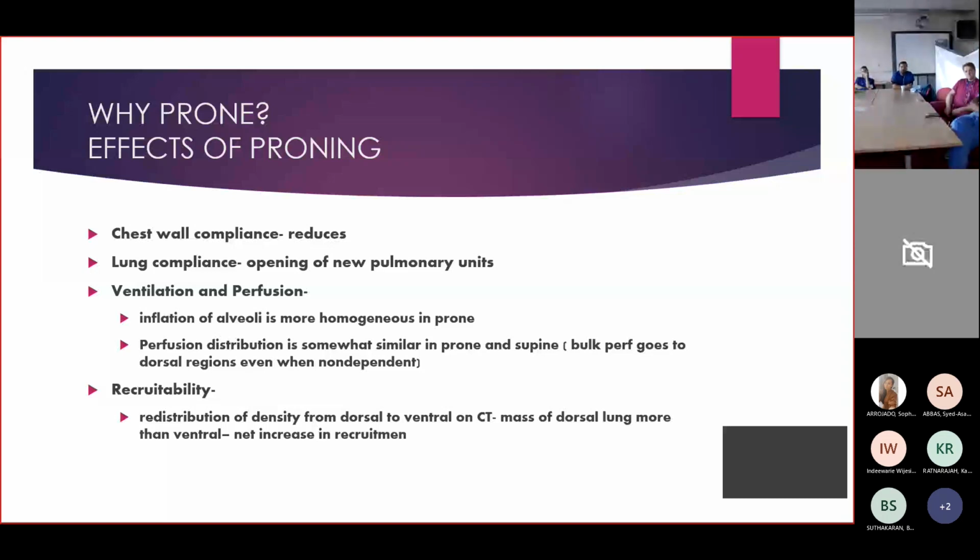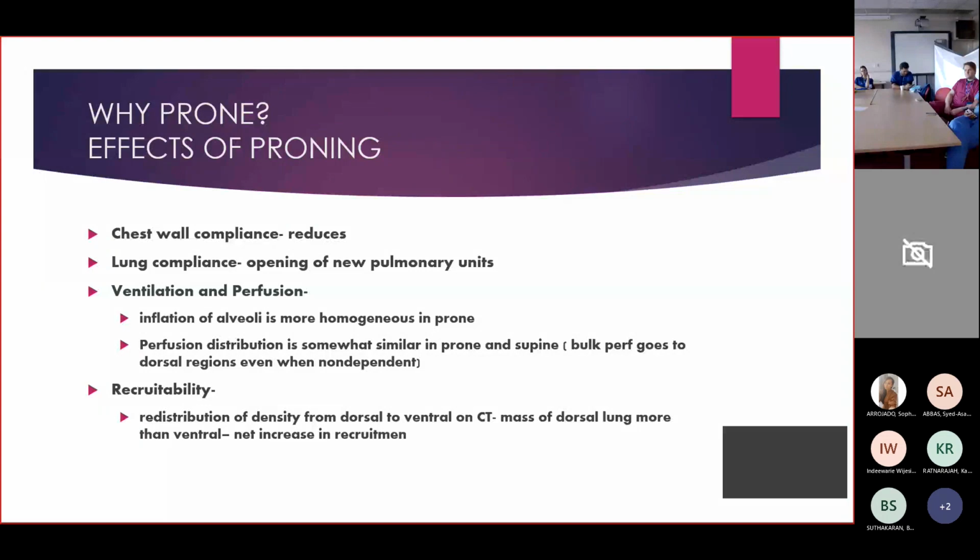What happens to the recruitability of the lung? In many articles we see the same picture: when a CT scan is taken for a patient who has ARDS in the prone position as well as the supine position, what was found was that there is more density in the dependent part, whichever is the dependent part.